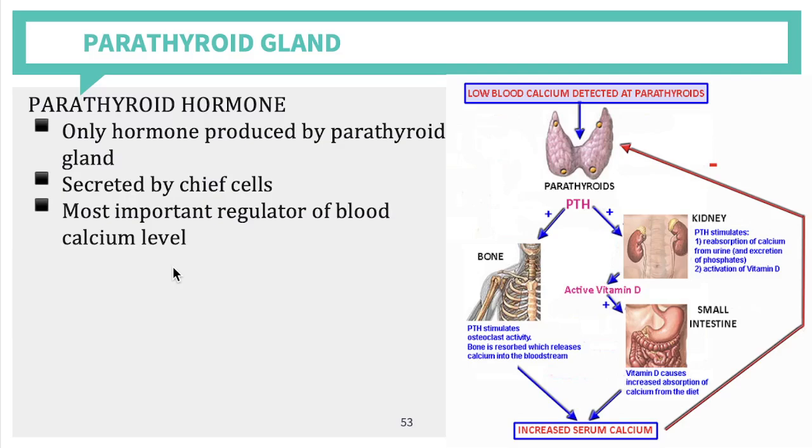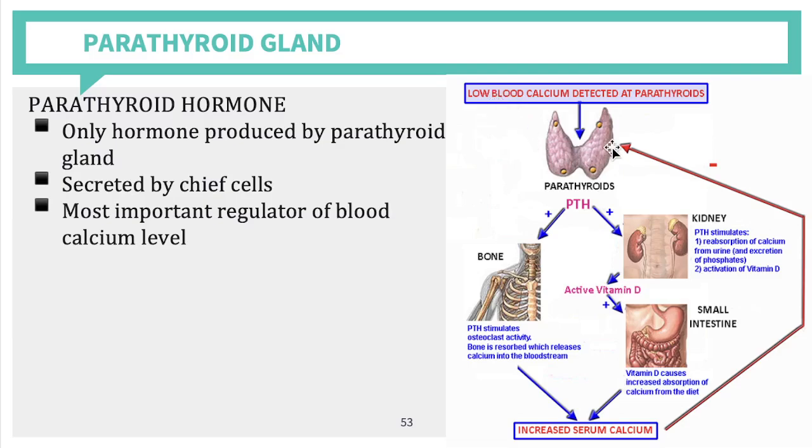Okay? So remember, what is the function of oxyphil cells? Still unknown. But there are theories that it has a function, and I want you to read on that. I want you to read a journal: what is the function of our oxyphil cells? Please take note of that. So again, your parathyroid hormone is secreted by your chief cells, the only hormone produced by your parathyroid gland. So let's take a look at this one.